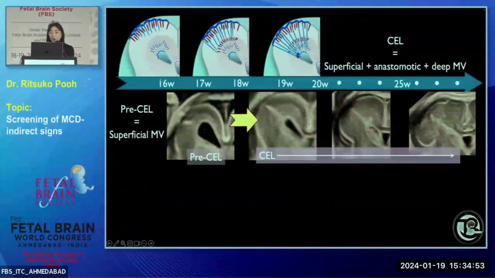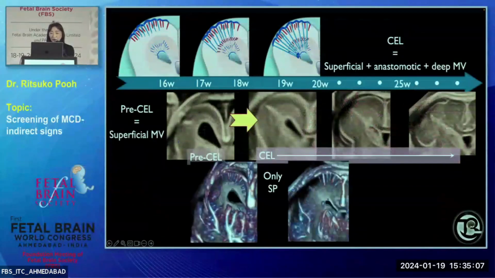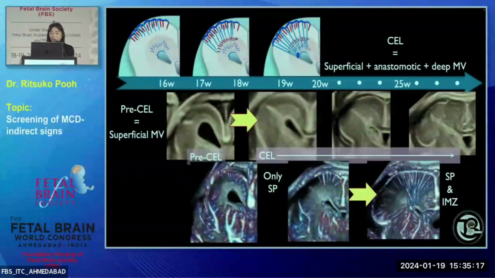Most probably, the pre-CL changed into the CL at around 17 or 18 weeks. However, even when the CL becomes visible, the slow flow images still show only the superficial medullary veins within the subplate. And the deep medullary veins throughout the subplate and the intermediate zone are visualized from around 25 weeks of gestation.